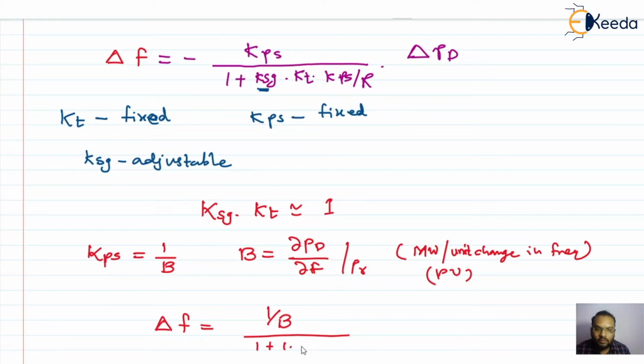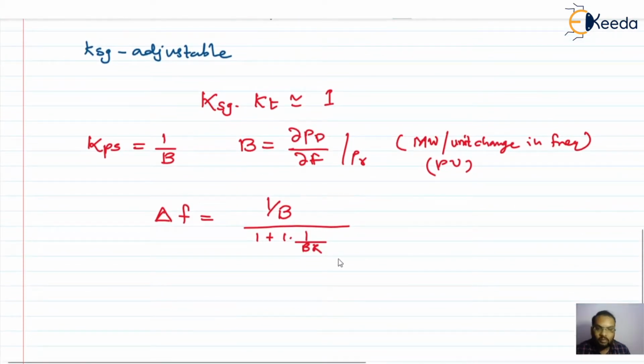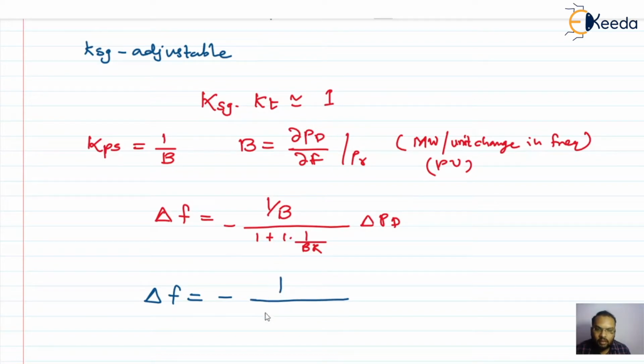Okay, so we'll get here 1 upon BR. Again, it is multiplied with change in power demand. Now let us rearrange this. Of course we have the minus sign here. When you rearrange this, you should get del F as, if I shift this B down, I will get 1 divided by B plus 1 upon R, into change in power demand, or change in the demand.